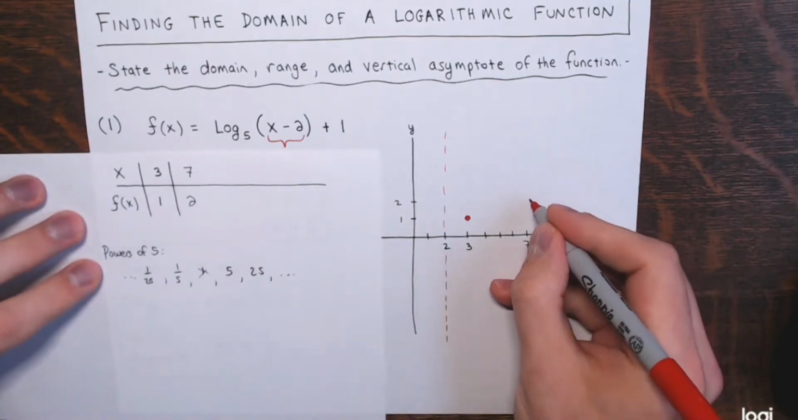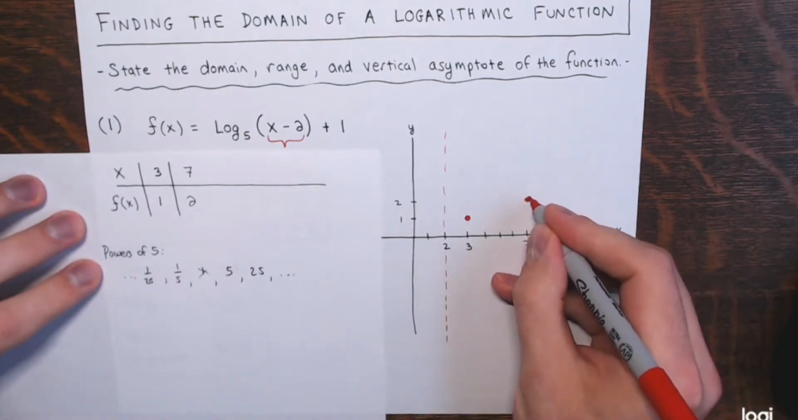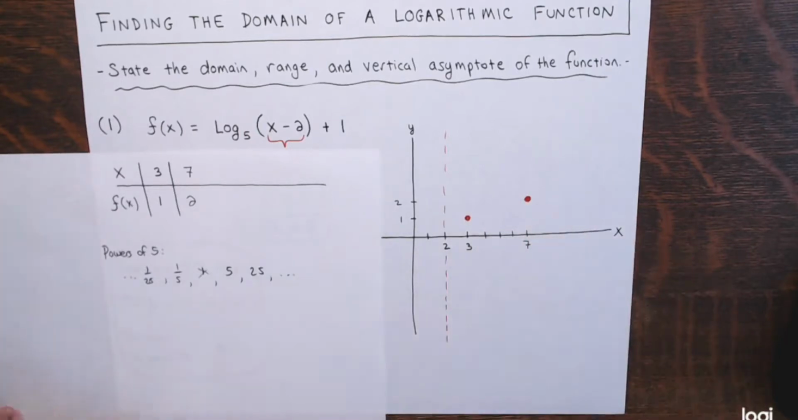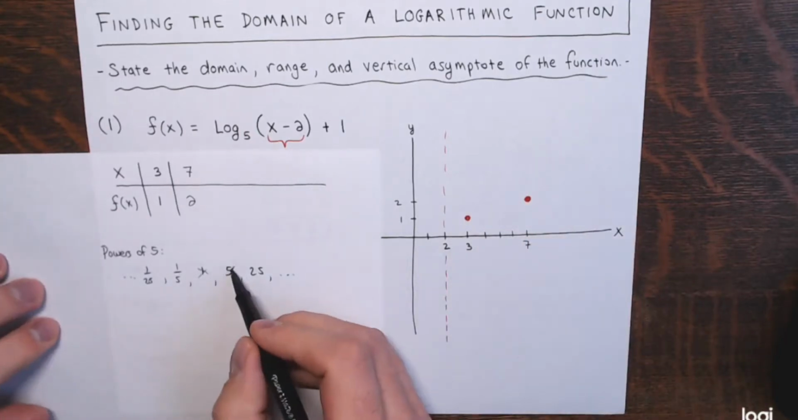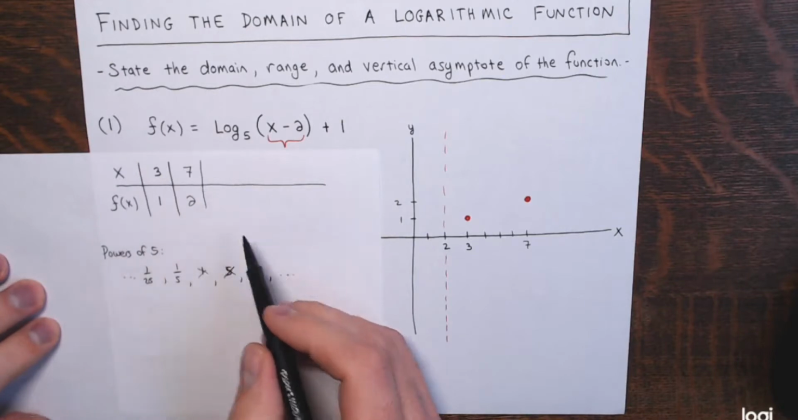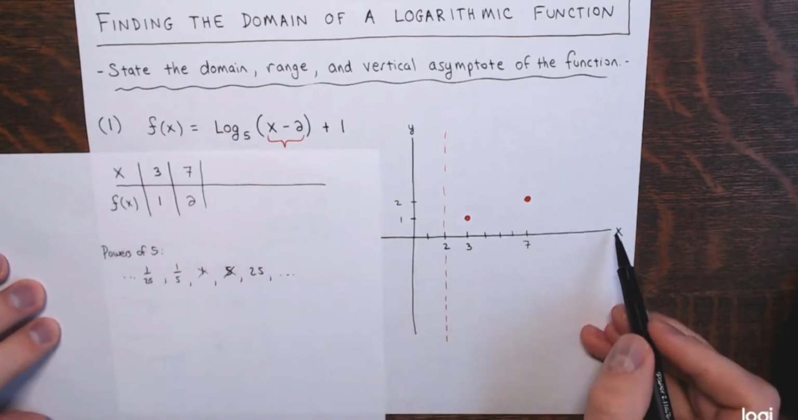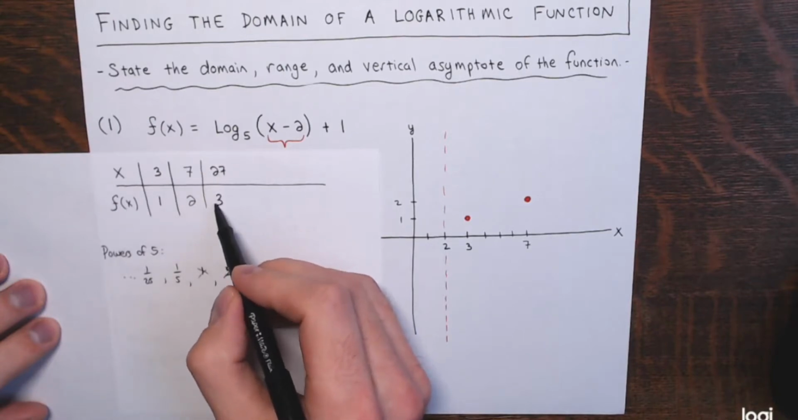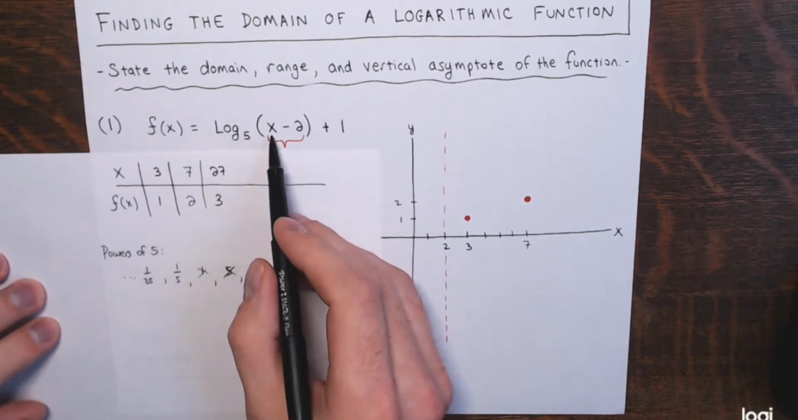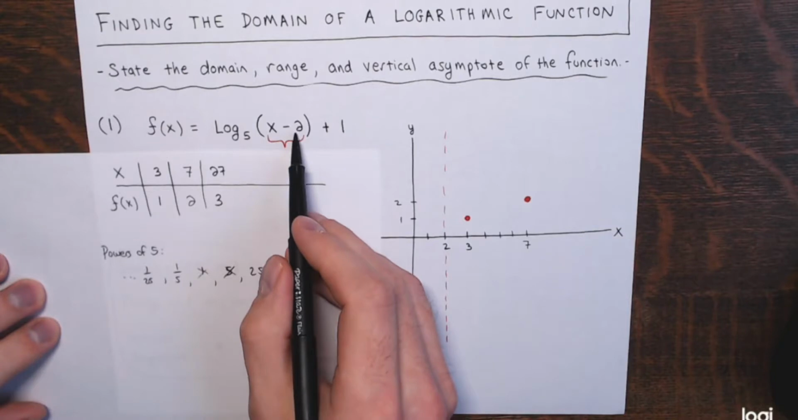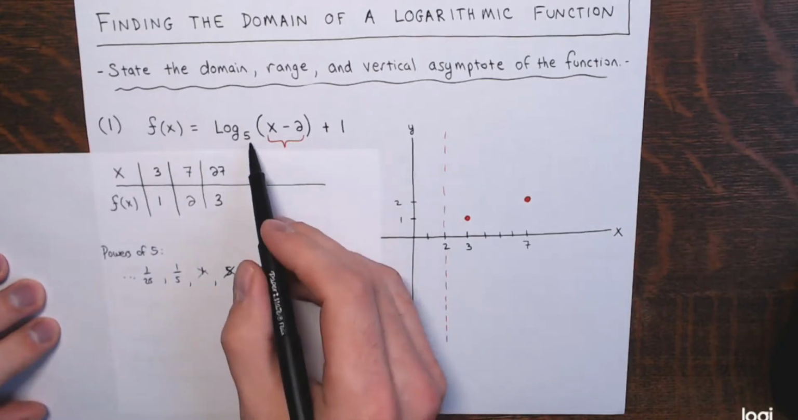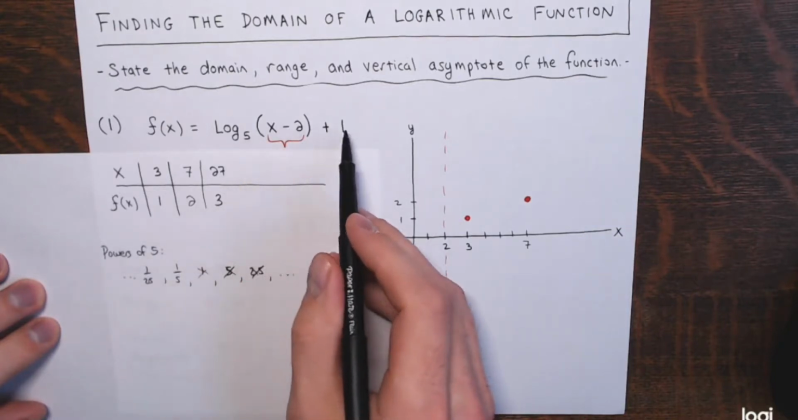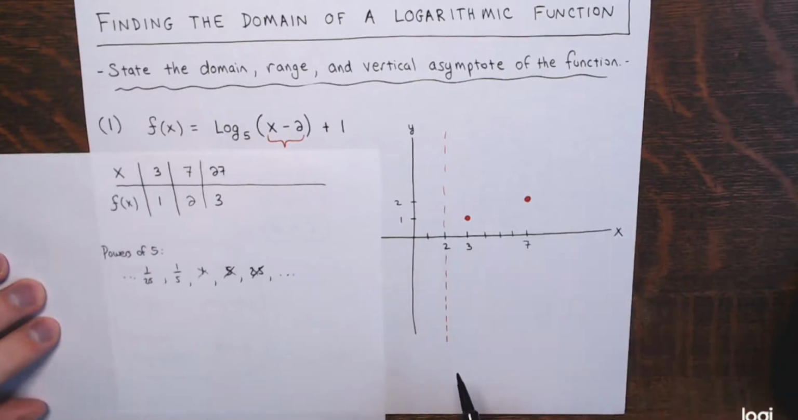And you can see it's going to be an increasing function, right? Very slowly increasing. To get an output of 3, I'd have to plug in 27. So if I plug in 27, 27 minus 2 is 25, and the log base 5 of 25 is 2, plus 1 is 3. So I'm not writing that one in, but that's way off the screen, off my paper.